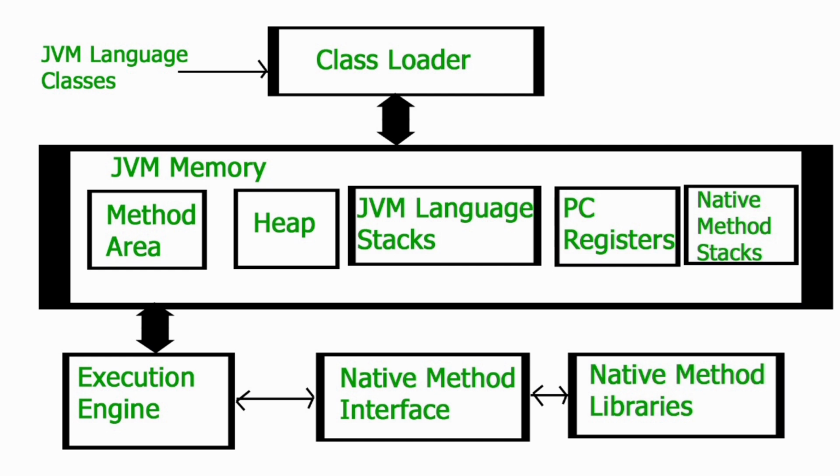It contains all native methods used in the application. And then we'll move to execution engine. It contains interpreter, just-in-time compiler, and garbage collector. And then native method interface. This provides the necessary framework for integrating platform-specific features.